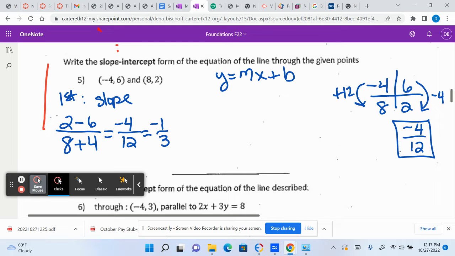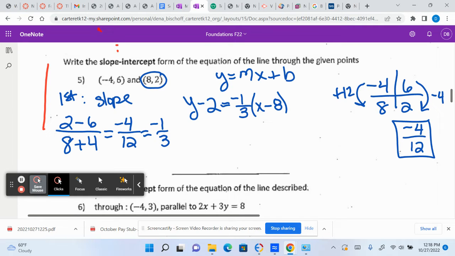Okay, what do I do next? I'm running out of space. Any ideas? You take one of the coordinates. Like, take the 8 and 2. You do y minus 2 equals negative 1/3 times the quantity of x minus 8. Awesome job. And I still need it in slope intercept form.